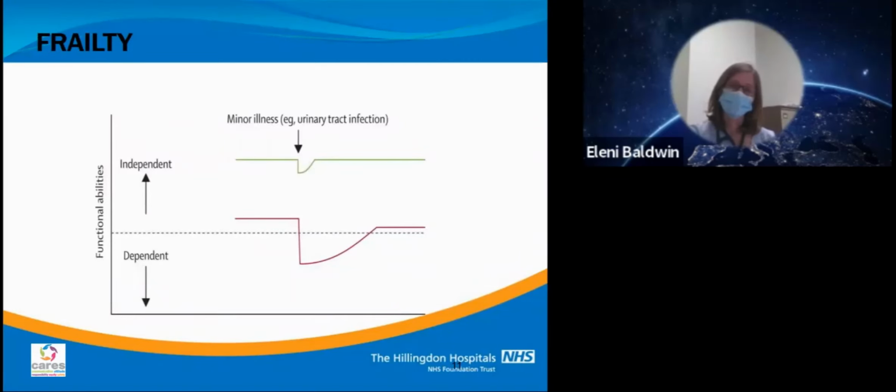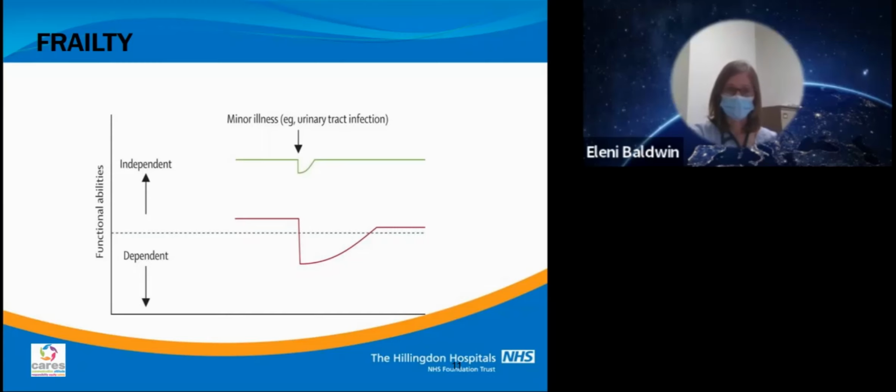Again, I really like this slide. It's very simple. It's meant to be divided into your functional abilities. So this is you being independent and this is being dependent. And there's this line in the middle where you tip over from one to the other. I tend to use it for thinking about lots of things. So it can be somebody's propensity to fall, somebody's propensity to develop delirium, this idea that an older adult living with frailty is much closer to the line anyway to start with.